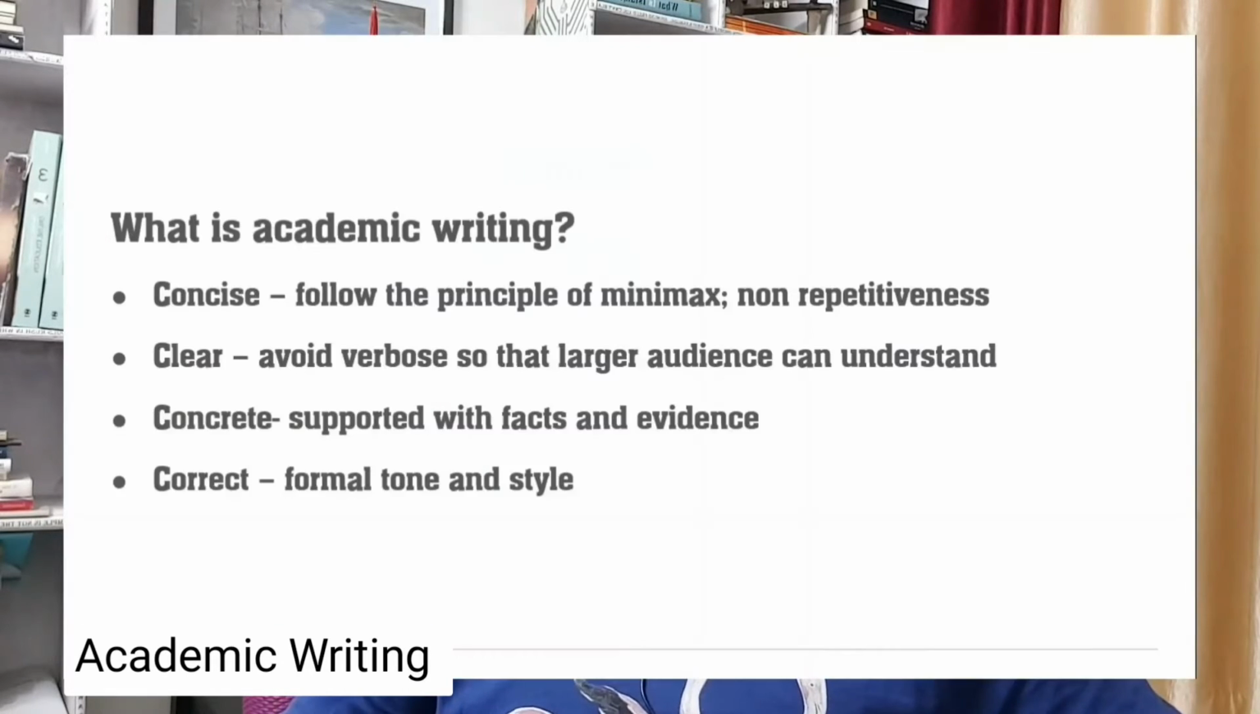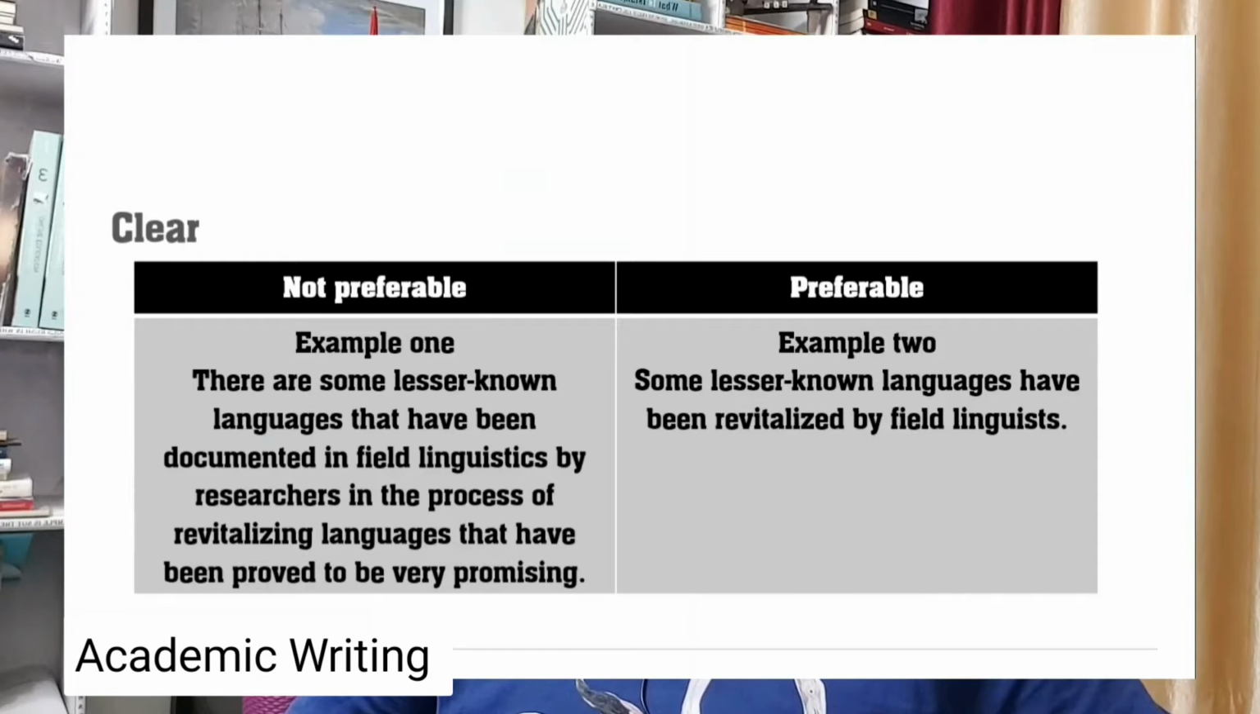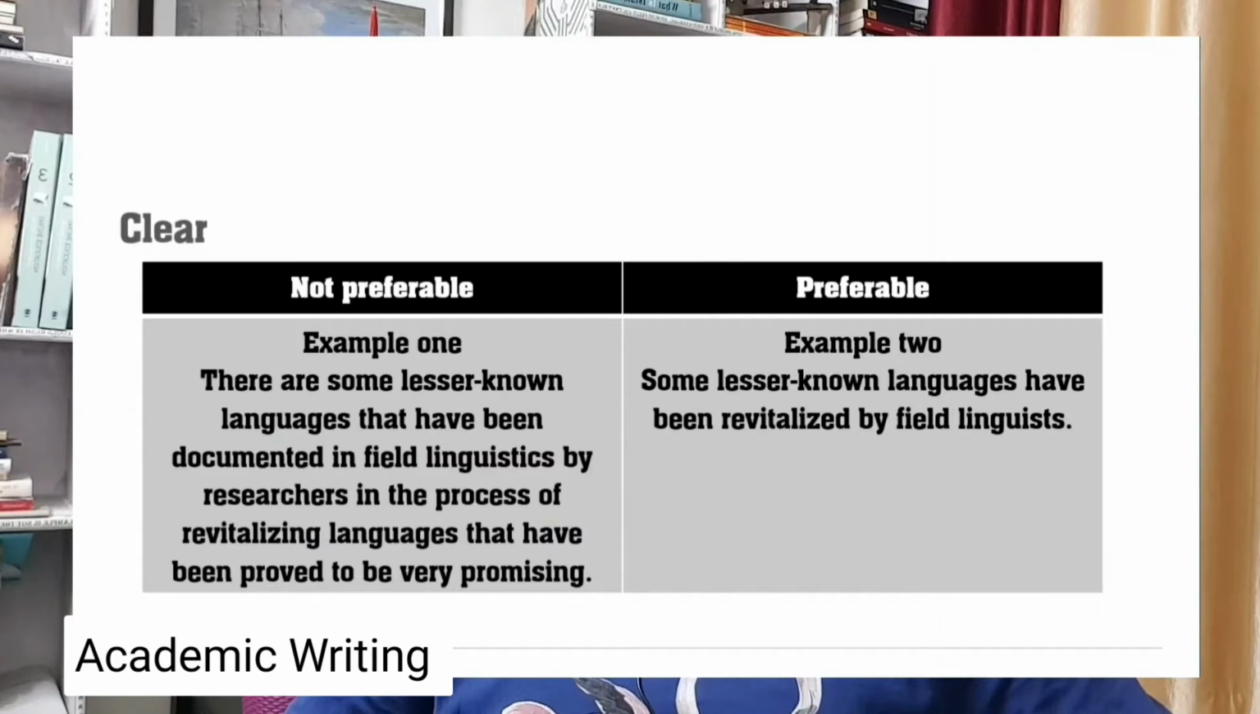Academic writing must be clear. If you want the larger audience to read your work, then maintain clarity. Let's understand this with the help of an example. There are some lesser-known languages that have been documented in field linguistics by researchers in the process of revitalizing languages that have been proved to be very promising. This is quite clumsy. Example 2. Some lesser-known languages have been revitalized by field linguists.